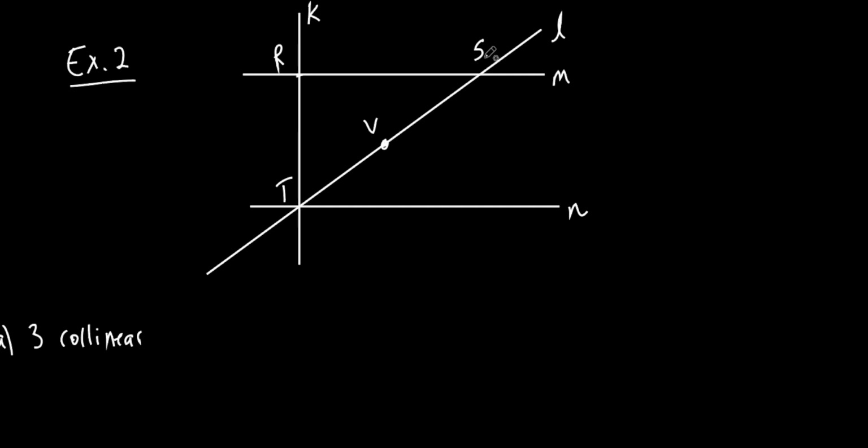T, V, and S. Very good. They all lie on the same line. What about R, T, and V? Nope. R and T lie on the same line, T and V lie on the same line, but not all 3 of them. The only place where you get 3 points that are collinear would be T, V, and S. So name 3 collinear points. Sometimes I shorthand points as PTS like that. So it would be just T, comma, V, comma, S.